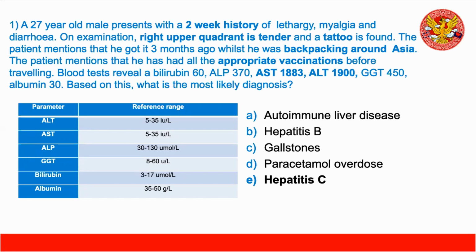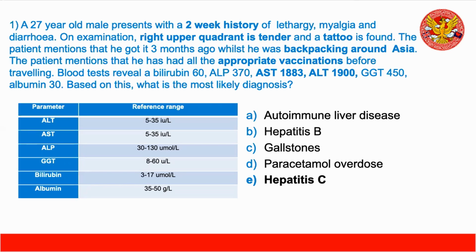So SBAs tend to be a little bit stereotypical. He has a tattoo. He mentions he got it when he was backpacking around Asia 3 months ago. He also mentions he's had all the appropriate vaccinations before traveling. And in terms of his blood tests, when you first look at ALP and ALT, you can see that the increase in ALT is a lot higher than that seen for ALP.